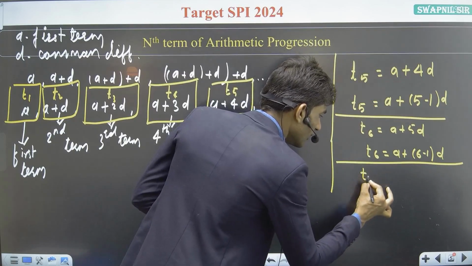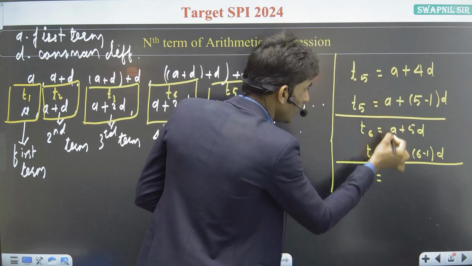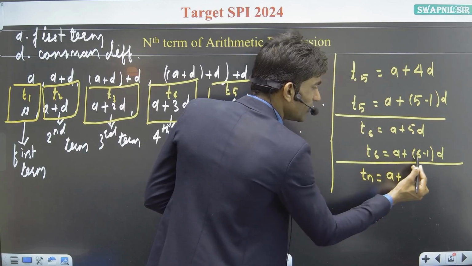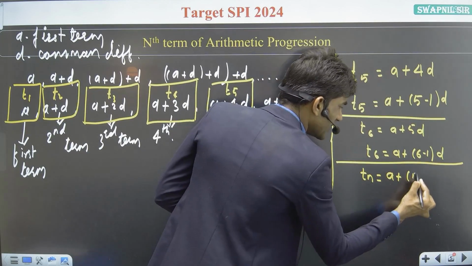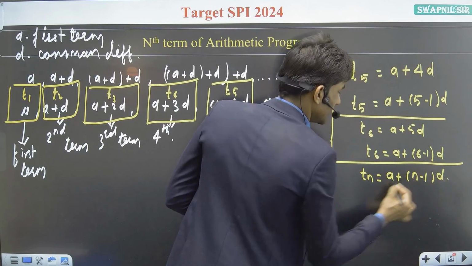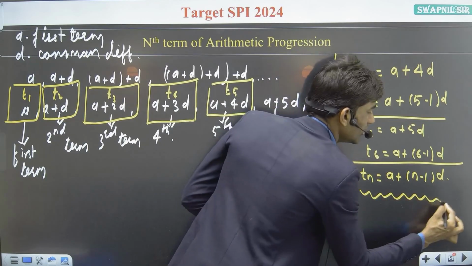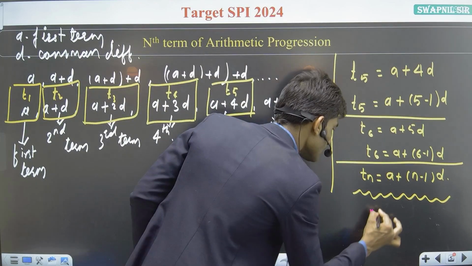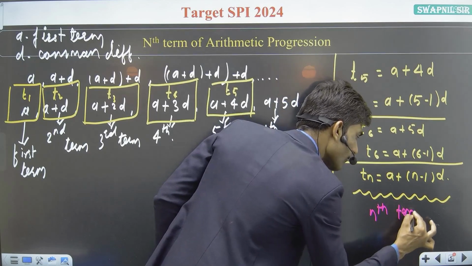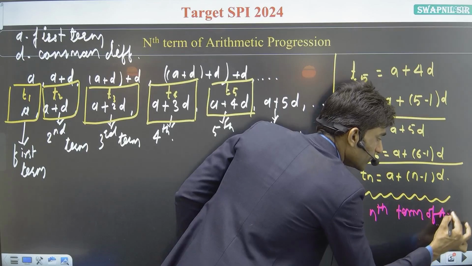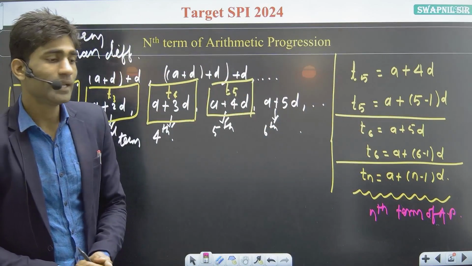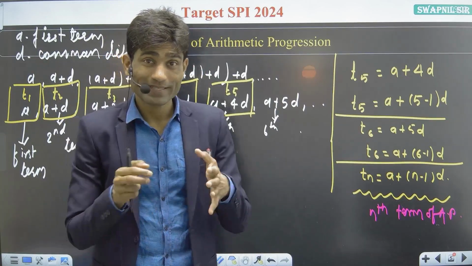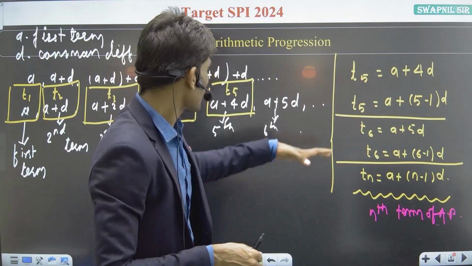Let me write Tn here. Tn is equal to a, which remains the same everywhere. So a I keep as it is. When we have 6 here, we write 6 minus 1. When we have n here, we write n minus 1 into d as it is. This is our nth term. This is the nth term of our arithmetic progression. Tn is equal to a plus n minus 1 into d, which is the nth term of our arithmetic progression. That's what we want here.